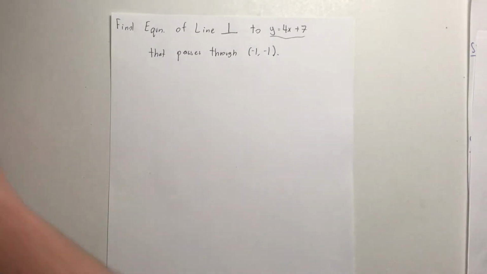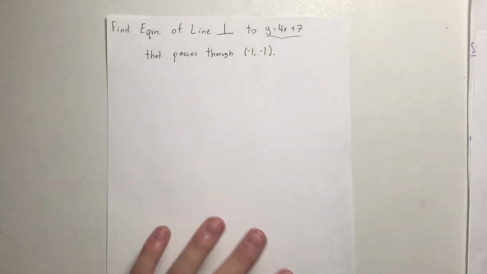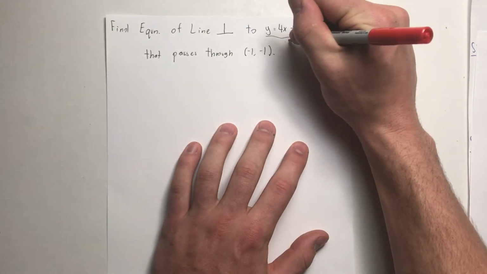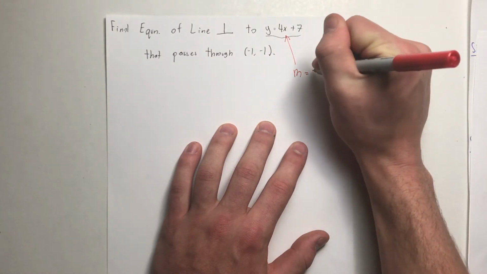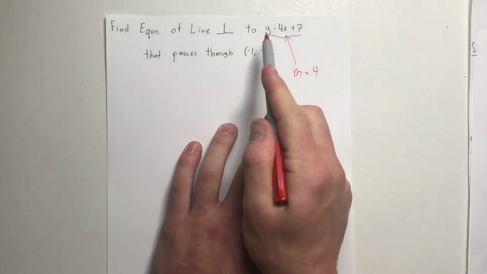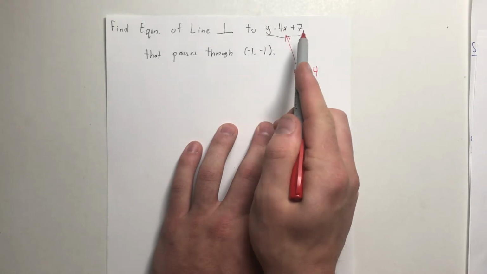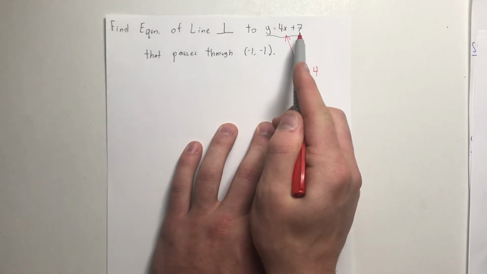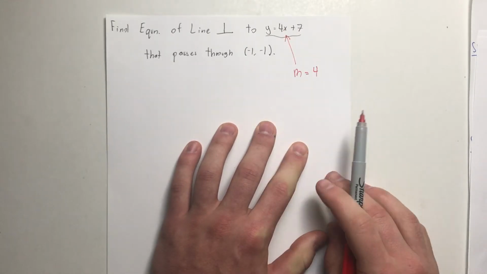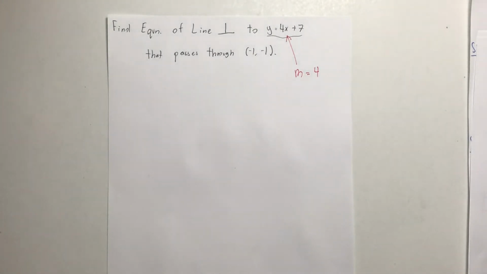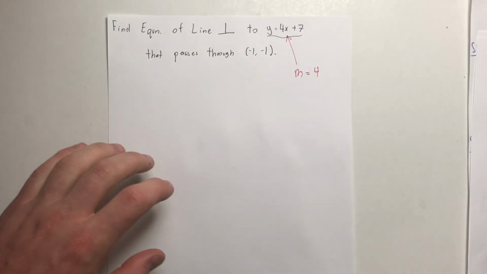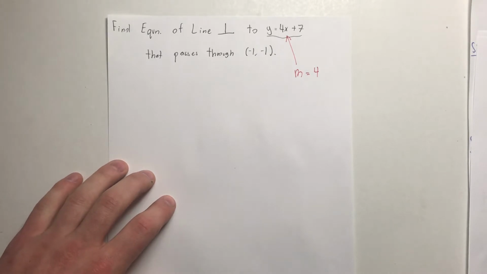So last time that we did this problem for parallel lines, we know that the slope of this line that we're given in the problem is 4, because this is slope-intercept form, y equals mx plus b. So the b value doesn't really matter, but we know that our slope is definitely going to be 4. And since we want the equation of a line that is perpendicular, the slope of our line is going to be the opposite reciprocal of 4. So what's the opposite reciprocal of 4?